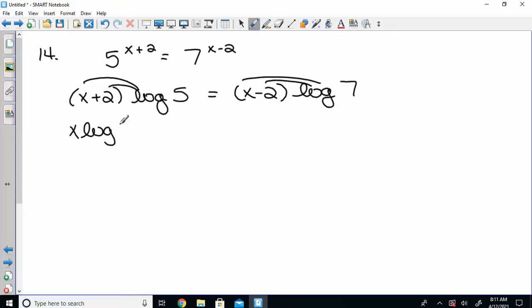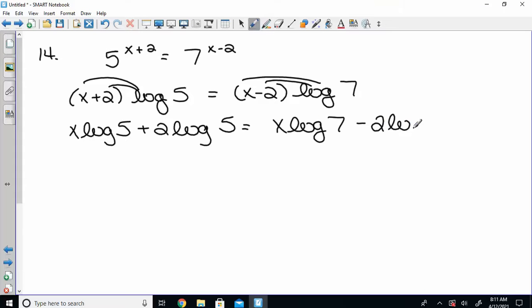X log 5 plus 2 log 5 equals x log 7 minus 2 log 7. Both of these terms have an x in them, so what should we do? Get those on the same side. So I'm going to add over my 2 log 7 and subtract my x log 5.